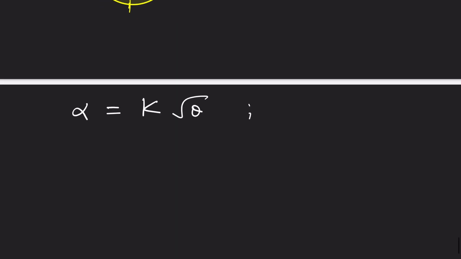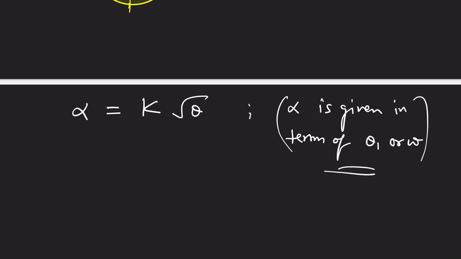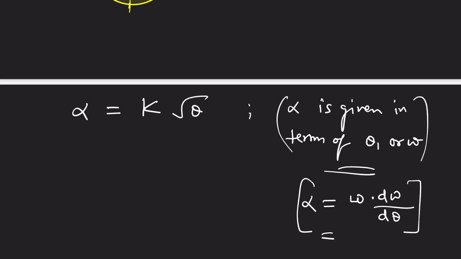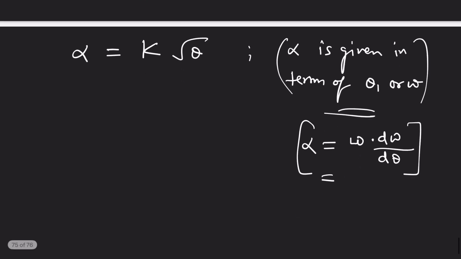So guys always remember, whenever alpha is given in terms of theta or omega, always use alpha is equal to omega into d omega by d theta. Okay, this you have to use as we have done in kinematics. Similarly guys here also in the circular motion kinematics we have to use the same funda. Okay, so guys this is the thing that we are going to use here.